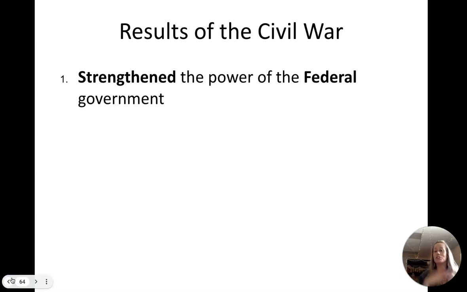Results of the Civil War. It strengthens the power of the federal government. I'm just going to leave it like this and keep moving forward. The federal government actually has more power now than it did prior to the Civil War because slavery has become illegal at that point.